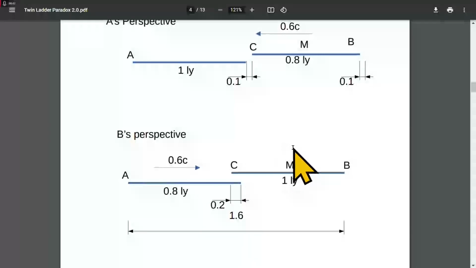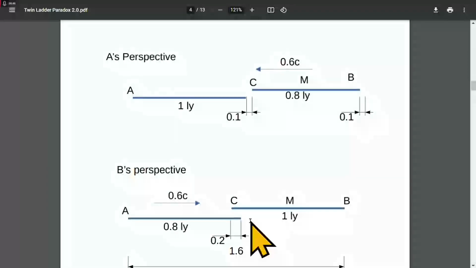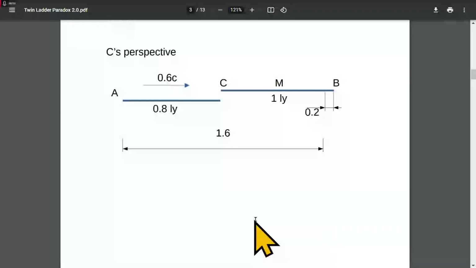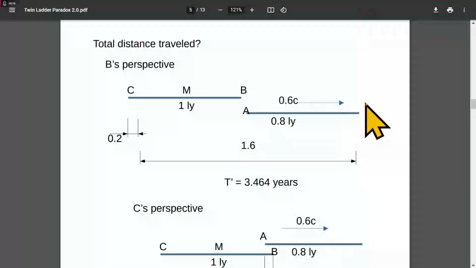Notice the same number occurs 3 times, but in different contexts. A sees two 0.1 gaps, B sees a 0.2 overlap, while C sees a sort of opposite end 0.2 gap. Okay, so if that's not enough to convince you guys, let's look at the final position and the total distance traveled. So, what happens when this whole system clears?